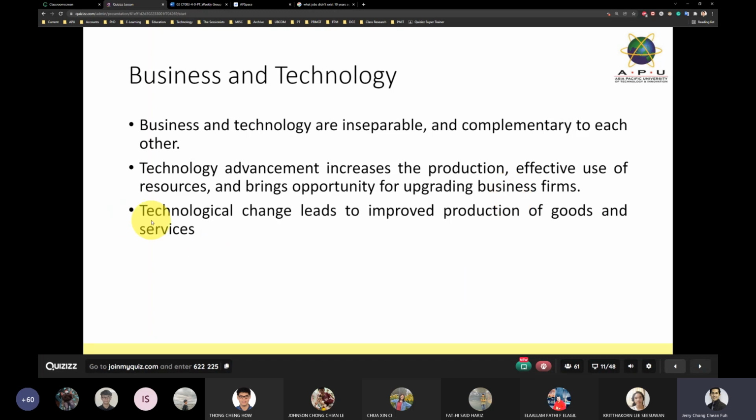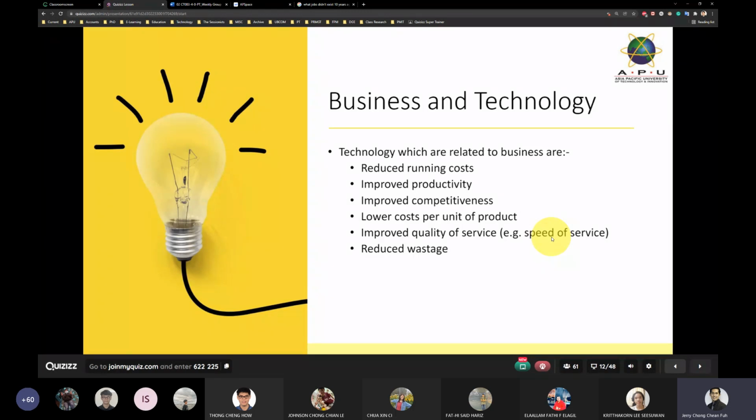So a lot of these technological changes allow improved production of goods and services, either in a shorter time or in a much more customized, personalized manner towards the users and the customers as well. So some very, very key advantages overall, I would have to say.